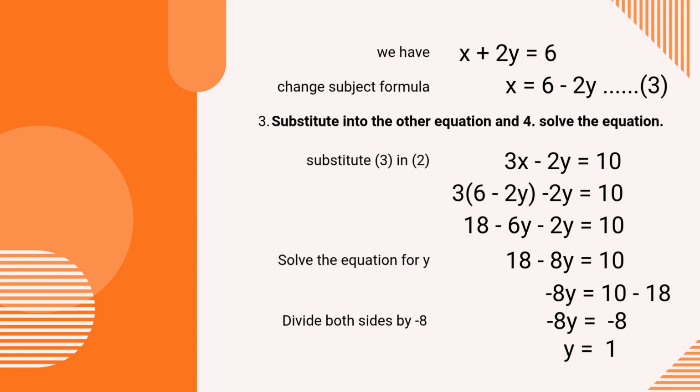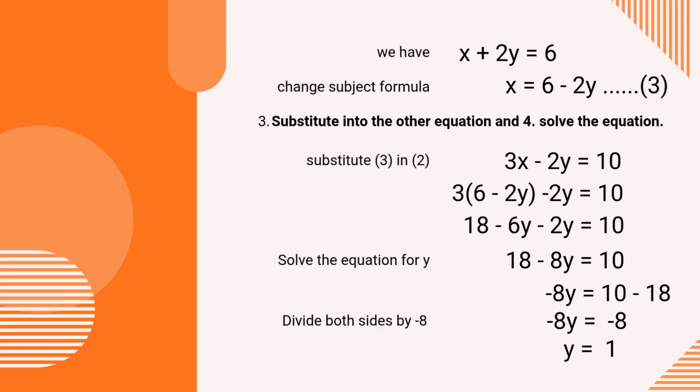So substituting, we have equation 2 that says 3x minus 2y equals 10. Substituting simply means wherever we see x now, we input 6 minus 2y. So proceeding, we have 3, bracket open, 6 minus 2y, bracket close, then minus 2y equals 10. What next? We just open the brackets like we do in mathematics. 3 multiplied by 6 is 18. 3 multiplied by minus 2y is minus 6y. Then we write down the minus 2y from above, which is now all equal to 10.